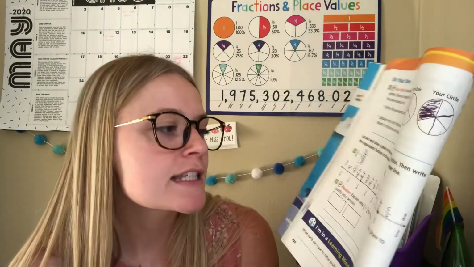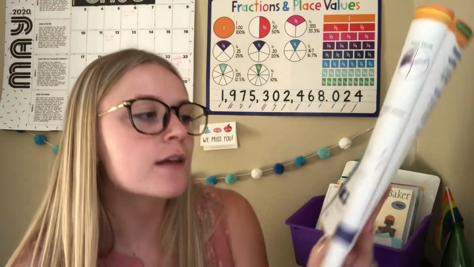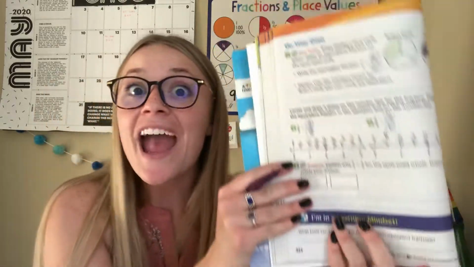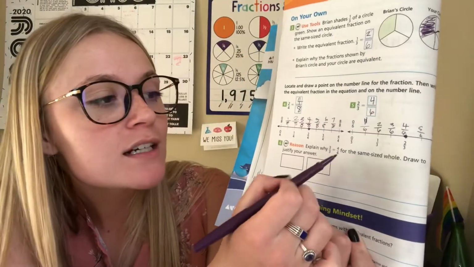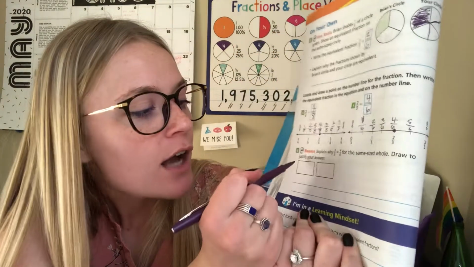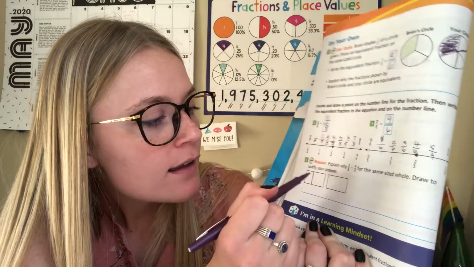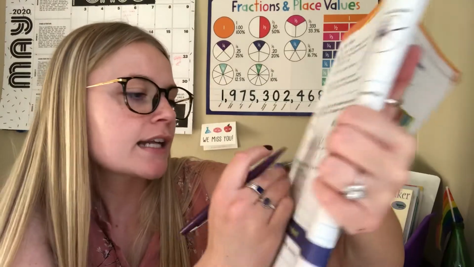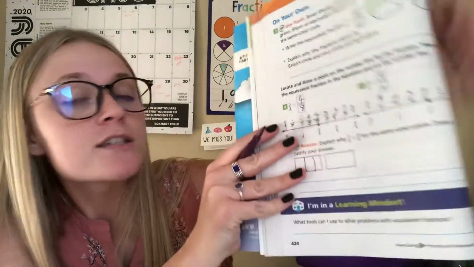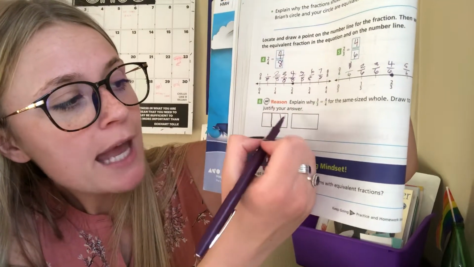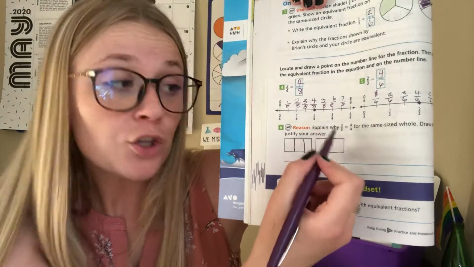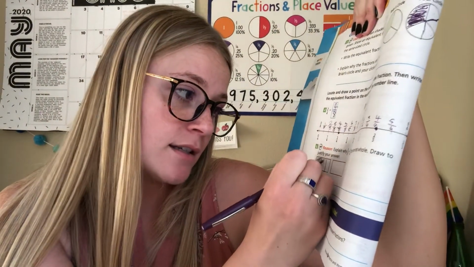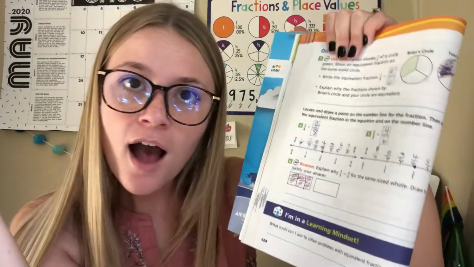Number 6. Explain why 3/3 equals 4/4 for the same size whole. Draw to justify your answer. Okay, this is a really cool one. 3/3 equals 4/4. I am going to cut my rectangle into thirds. That wasn't very even. I kind of did it sideways, but that's okay. So the denominator is 3, so that tells me how many parts there are in the whole. The numerator is 3, so that's how many parts I'm going to shade. That's how many parts I'm counting. 1, 2, 3. It's the whole thing.